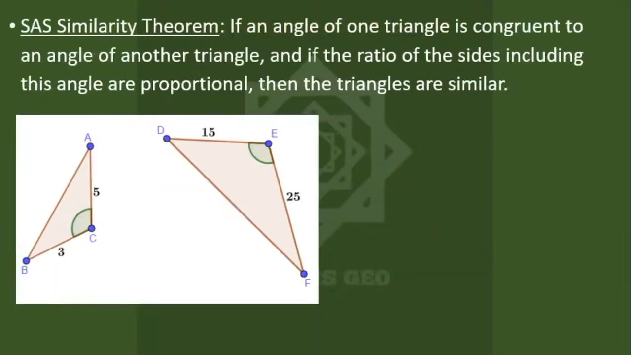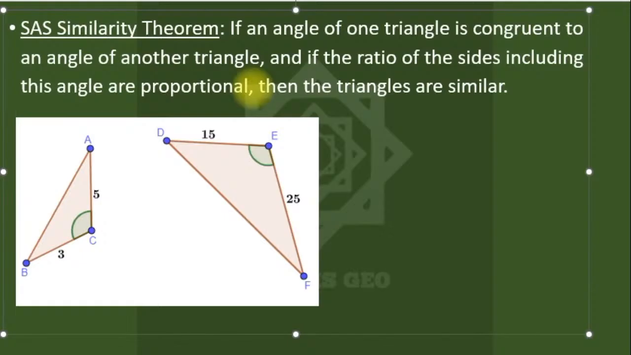The second one is the SAS similarity theorem. It says if an angle of one triangle is congruent to an angle of another triangle, and if the ratio of the sides including this angle are proportional, then the triangles are similar. The ratio is always there, but to know whether it's a postulate or theorem, you check the angle. SAS means the angle is between the two given sides. Once they are the same, as you can see, they have the same angle.